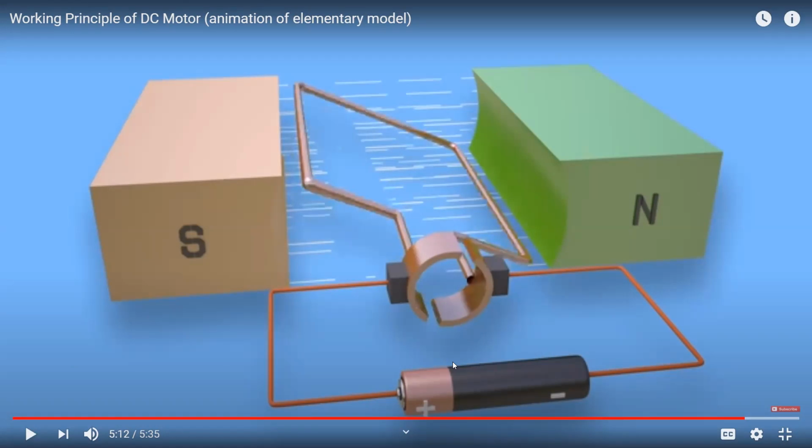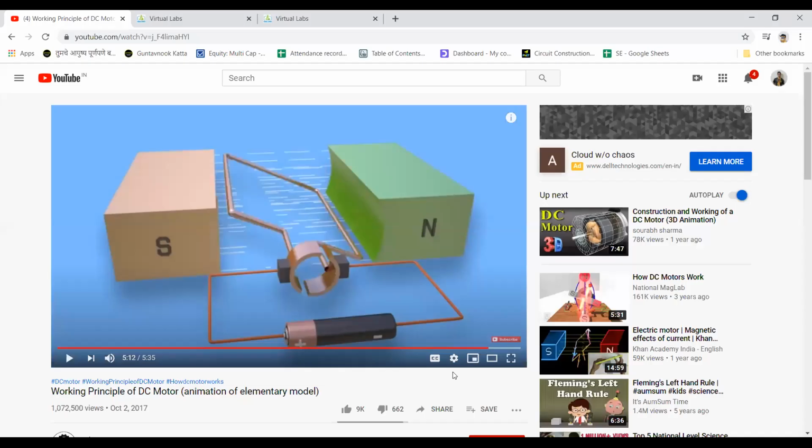So a couple of forces in opposite directions produce a torque and the motor rotates in a particular direction. So this is the basic, simple principle of DC motor. Now we'll move to our discussion. I hope you have understood what is the principle of DC motor. Now again we'll come to our presentation.